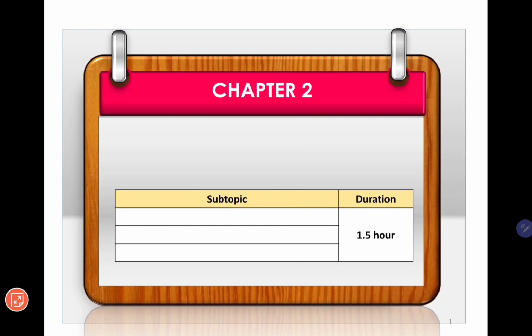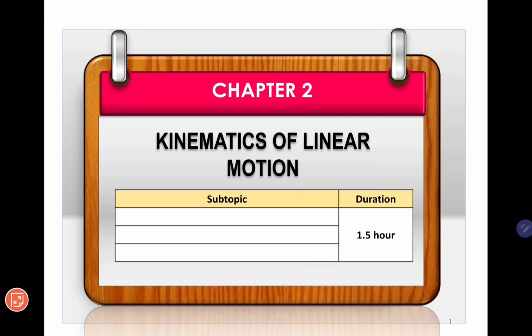Assalamualaikum, salam sejahtera. Let's continue our lecture by chapter 2. The topic is kinematics of linear motion. Three subtopics here, which is 2.1 linear motion, 2.2 uniformly accelerated motion, and 2.3 projectile motion. Okay, the time suggested here is 1 hour and 30 minutes.